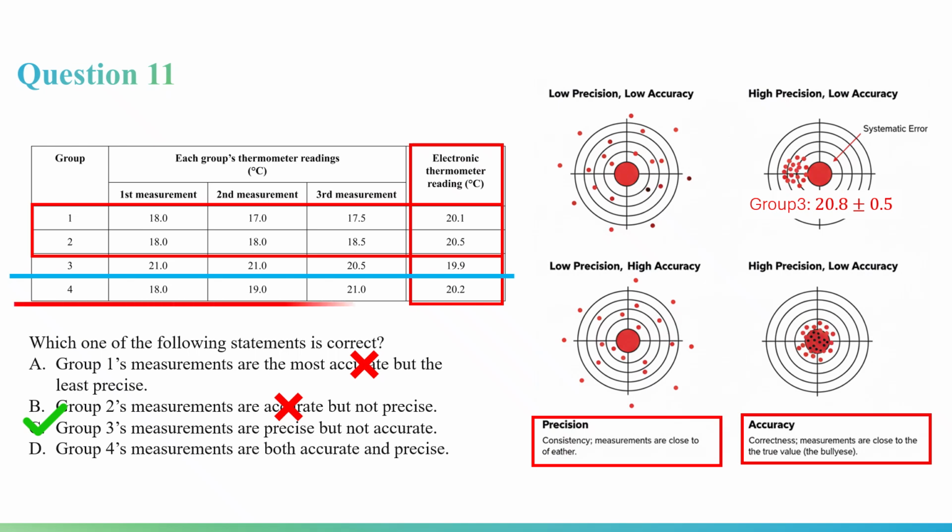Group 4 is both inaccurate, average of 19.3 degrees Celsius versus true value of 20.3 degrees Celsius, and imprecise, values spread from 18.0 degrees Celsius to 21.0 degrees Celsius.